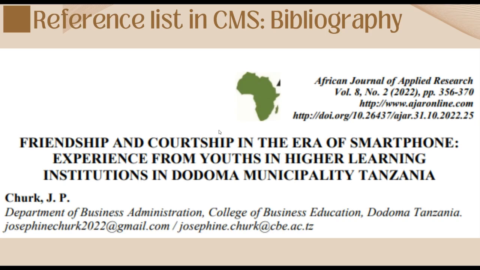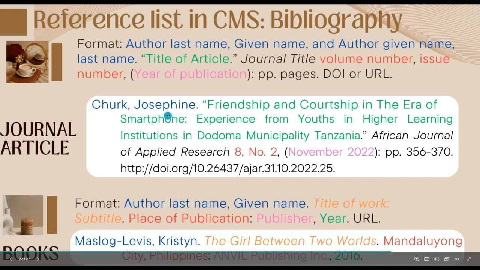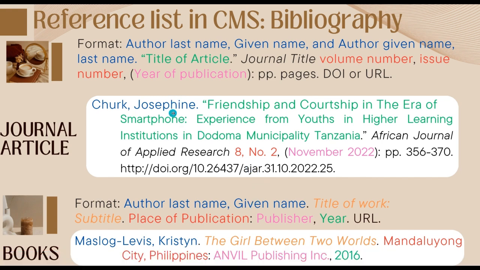Here's how we make a reference list in the Chicago Manual of Style, and it is labeled as bibliography. The author's last name, the given name, same as the MLA format, the title of the article in quotation marks, the journal title in italics, the volume number, the issue number, the year of publication enclosed in parentheses, colon, the pages, and the DOI. This is the same format as the MLA, but the only difference is that the year of publication is enclosed in parentheses followed by a colon.